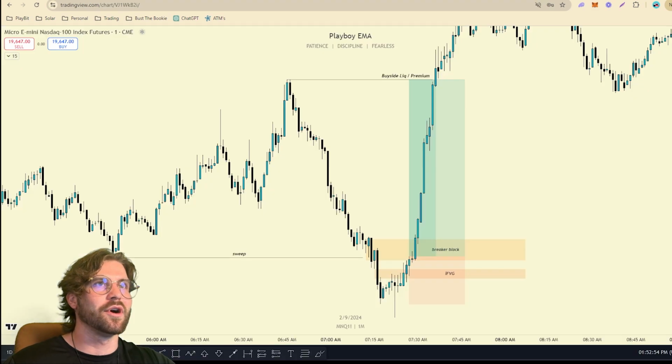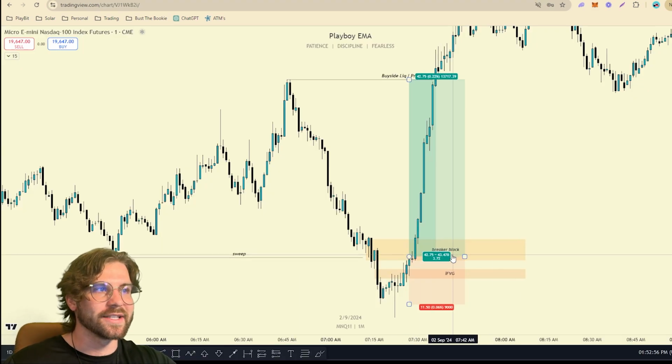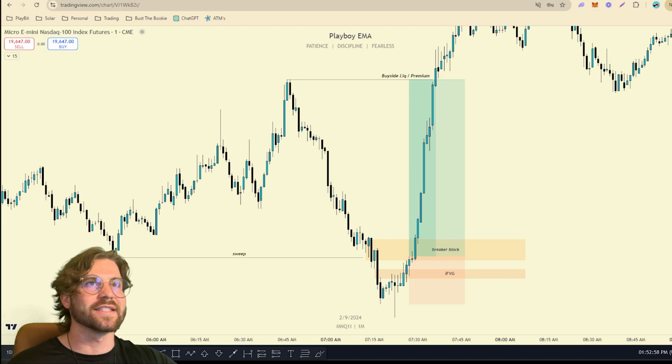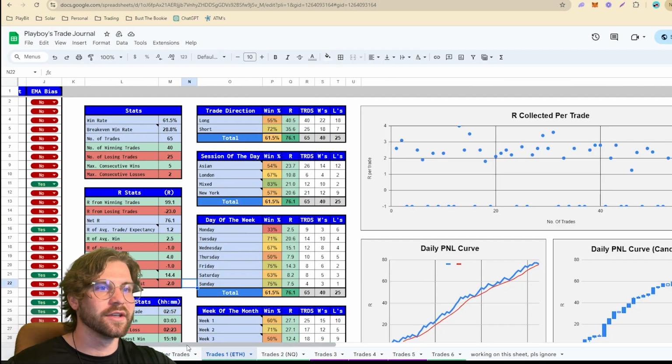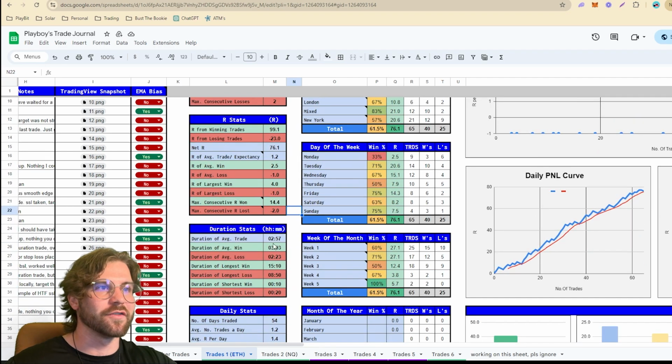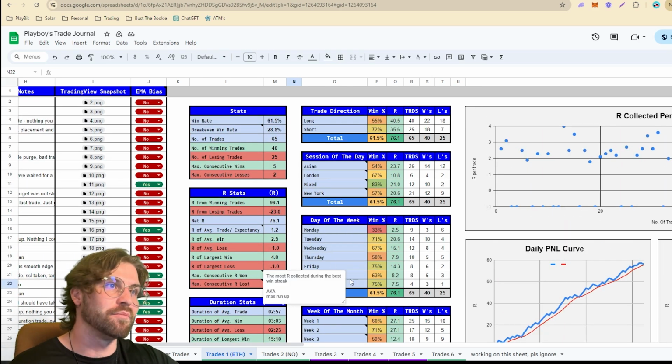Now, next I want is an entry time. At what point did I take entry? Some of you may think this isn't important, but the reason it is important, if we go back to this, we can see the average duration of my trades, right? The average duration is about 2 hours in a trade, average duration of a win. This is good because you can actually understand the entire model that you have.